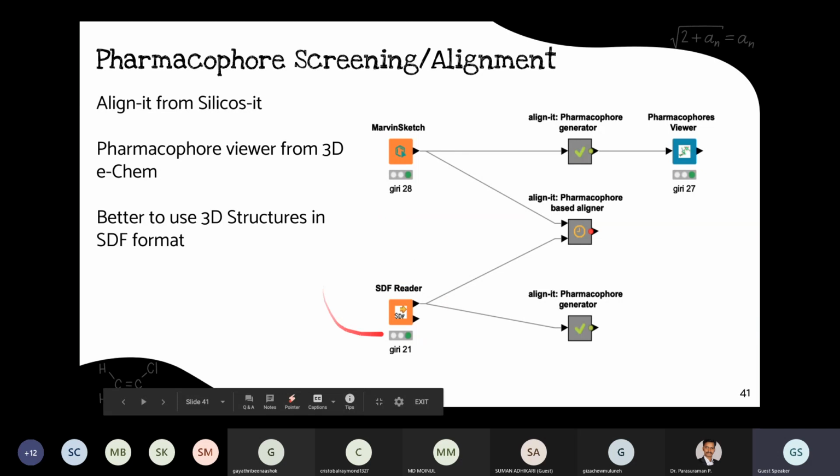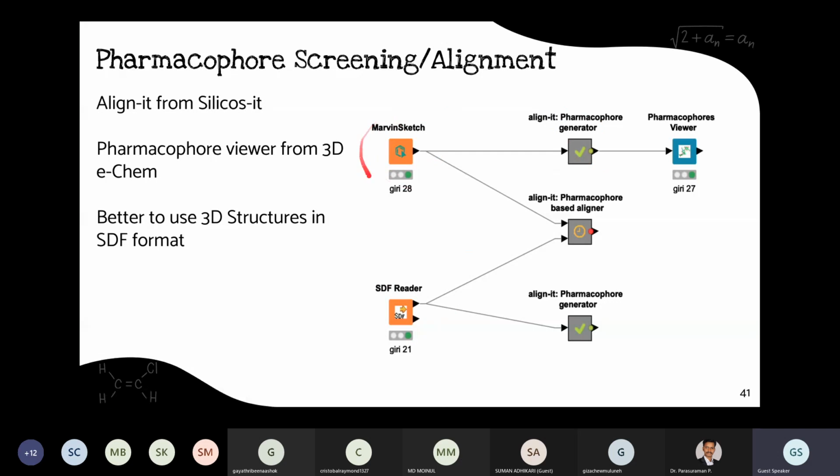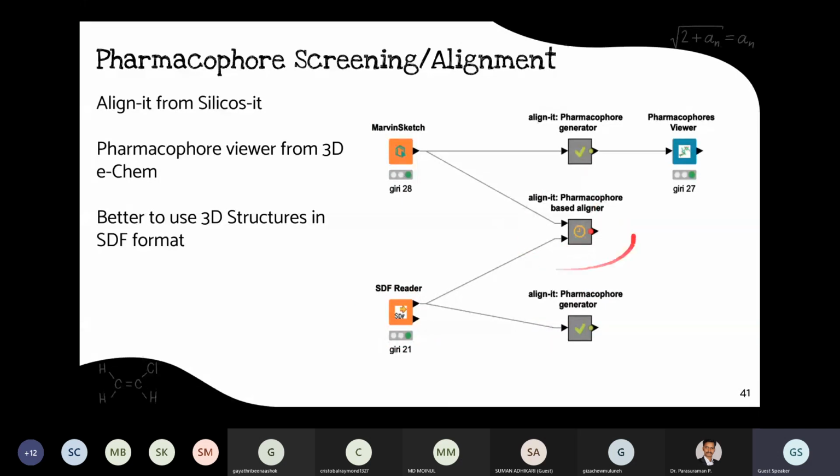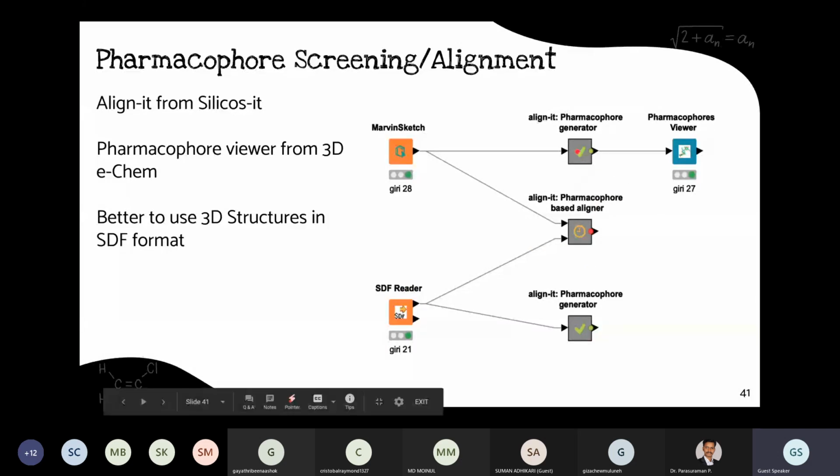And then your database will be in the SDF reader. You can generate the pharmacophore for your scaffold, so for your bioactive conformer. And also you can generate the pharmacophore for all your database molecules and then connect it to the aligner. So the aligner node will try to compare the similarity between the pharmacophore of your reference molecule and your dataset, and it will generate the pharmacophore viewer. Of course, I have to connect this to get the viewer.